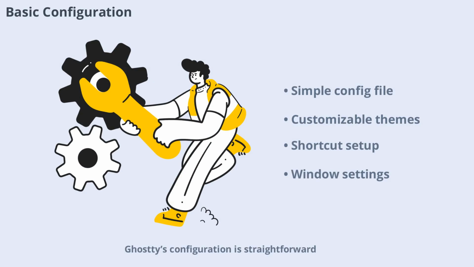Ghostty's configuration is straightforward. The config file is located at .config/ghostty/config. You can open it with your favorite editor and paste in a minimal configuration to get started. Set your theme, font, split-screen shortcuts, window padding, and background opacity. Save the file and reload Ghostty to see your changes take effect. This simple setup ensures you're ready to work efficiently, with a terminal that looks and feels just right.